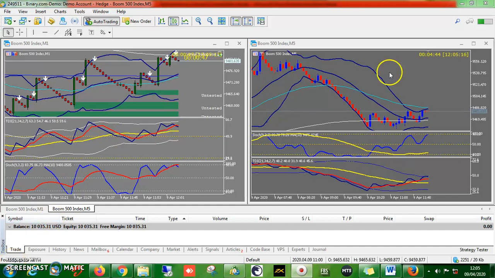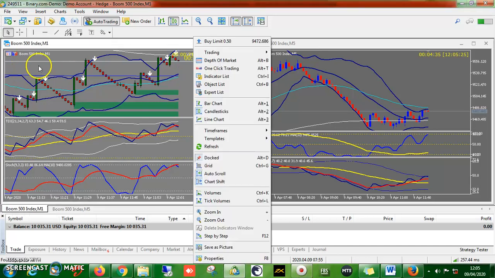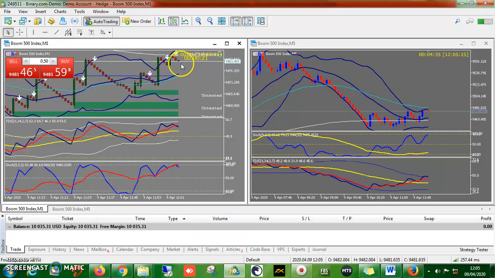Okay, now I have my stochastic. It has gotten to overbought and is turning, and my current candle tool is in support of the sell. Also, this is EMA 50, which is acting as a resistance, and this is the upper Bollinger. So I can confidently now go in and take my 3 candles, and also looking at M1 as we speak, take this trade.